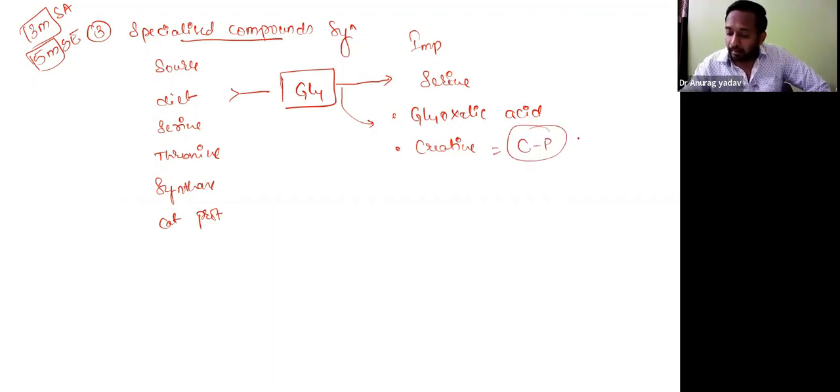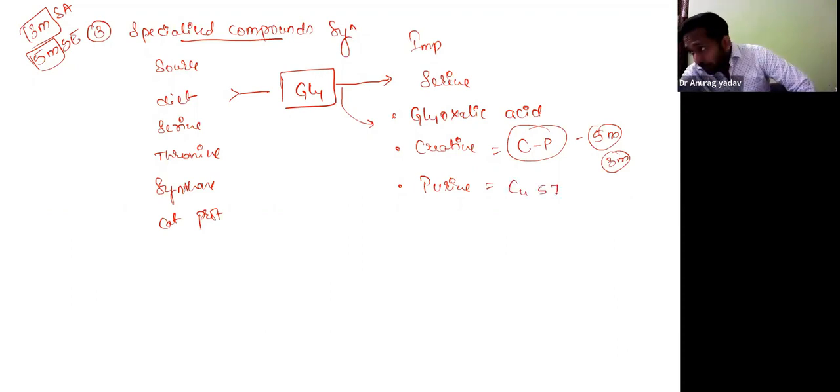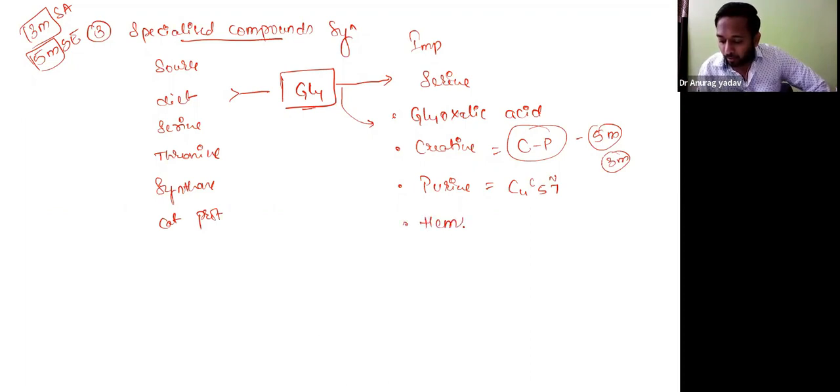This itself is an important 5-mark question or 3-mark question in the exam. Next, it can contribute to the purine ring. Specifically, which carbons? C4, 5, and 7. Those are the atoms contributed from the glycine structure itself. In that, 4 and 5 are carbon and 7 is nitrogen. Next, if you go back to hemoglobin, heme is synthesized with the help of glycine.